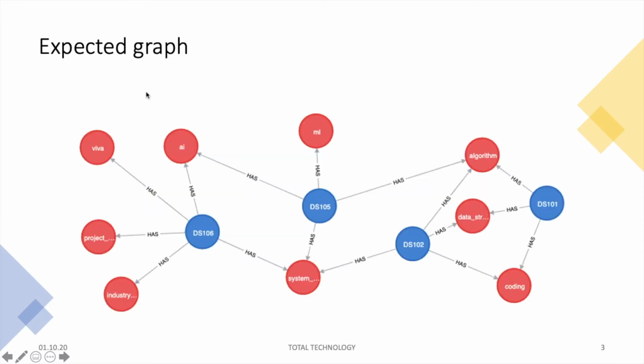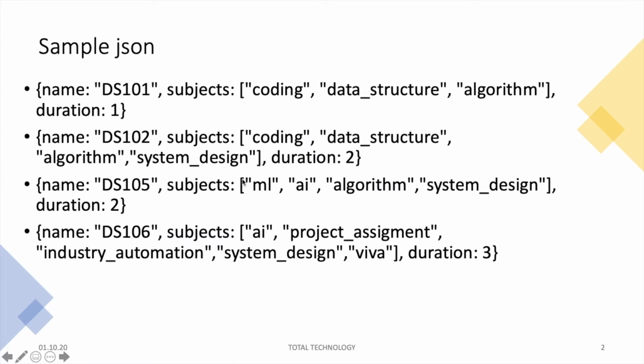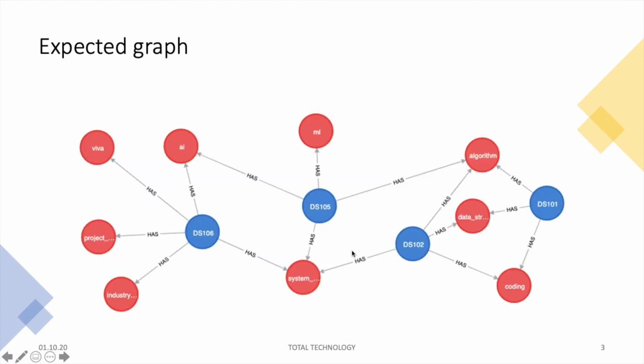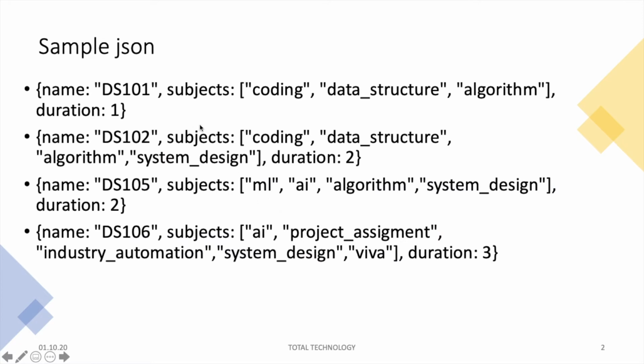What else is part of different subjects? For example, this one is also part of 2. This is system design, which is part of 106, 105, 102. Let's see system design. See, system design is part of 102, part of 105, and part of 106. So this is the expected graph we are trying to achieve by loading this JSON file.